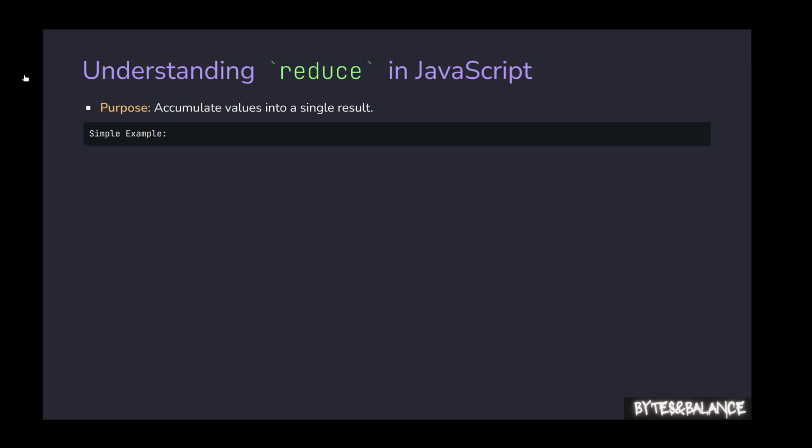First, in the simple example, reduce is used to sum up an array of numbers here. The function takes two main arguments, the accumulator, acc, and the current value, val, here. The accumulator stores the result as it gets built, while val is each number in the array. The process starts with an initial value of 0 here. This is the initial value, which is explicitly provided as the second argument to reduce. As reduce iterates over the array, it adds each number to the accumulator, resulting in a final sum of 6.